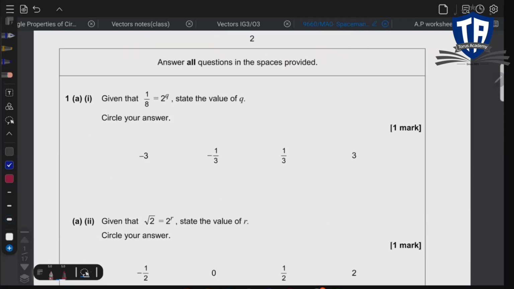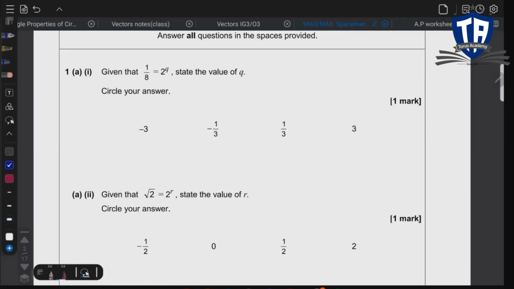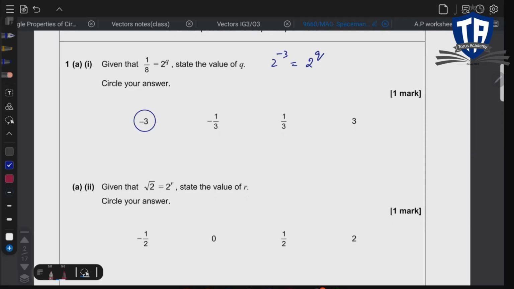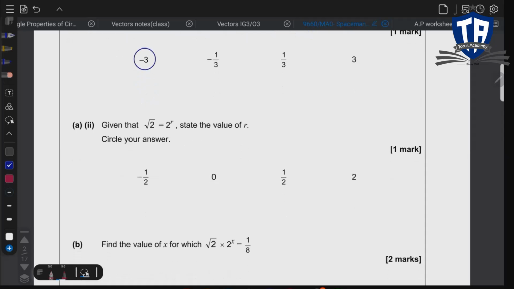Let's start question number 1. In part a, given that 1 over 8 is equal to 2 to the power q, we use the concept of indices and you can directly write 2 to the power minus 3 is equal to 2 to the power q. When you equate the powers, your answer would be minus 3. Mark it; this is a 1 mark question for the accurate answer.